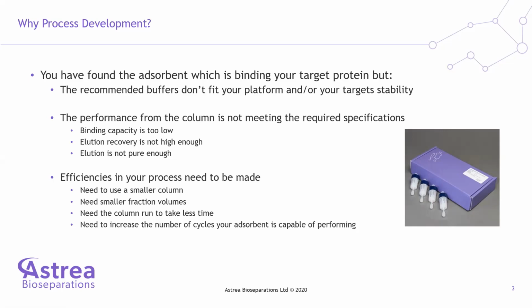And the third reason why you may want to look into process development is you need to improve the efficiencies of your process. So it may be that you found you need a smaller column, as once you get to your final processing conditions, the column will be too large to fit into your process. Or it may be that you need smaller fraction volumes. Again, in your final process, if you've got very large volumes, it can be potentially hard to store, or it may put too much pressure on the further downstream process because you've got to factor in the time to process the larger volumes of your solution.